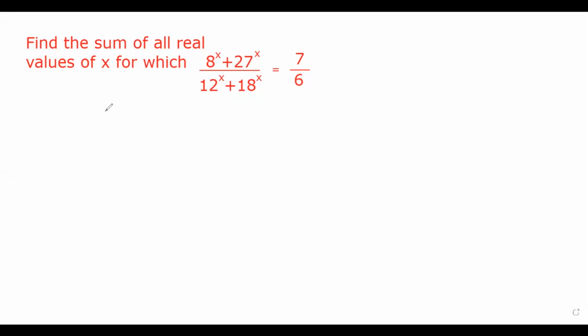Now today we have a very interesting problem. This is a miscellaneous problem, that is, find the sum of all real values of x, for which (8 to the power x plus 27 to the power x) divided by (12 to the power x plus 18 to the power x) is equal to 7 by 6. Now first we have to assume something and then we have to approach the problem.